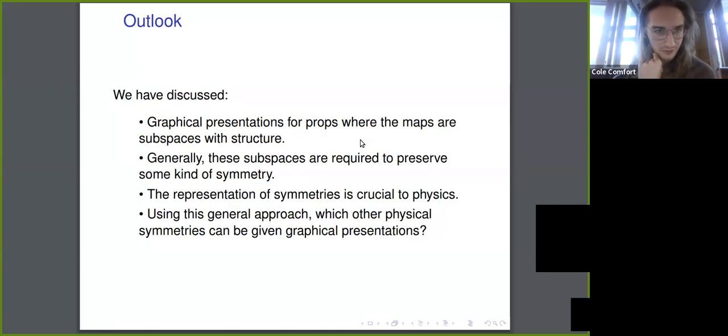Yeah, so discuss different props where the maps are kind of subspaces that have some extra structure. Yeah, group representations. Can the subspaces correspond to group representations in some sense? Is there more to do? Can we talk about more exotic physical things?